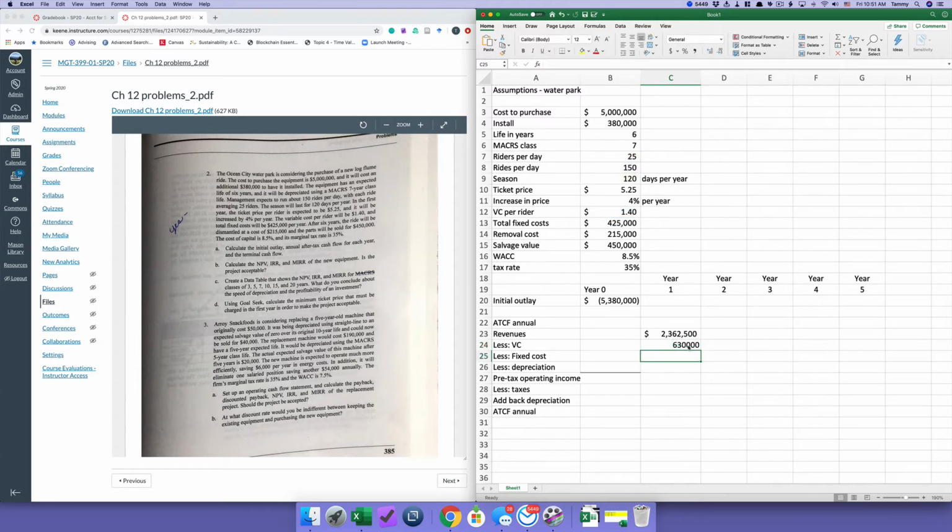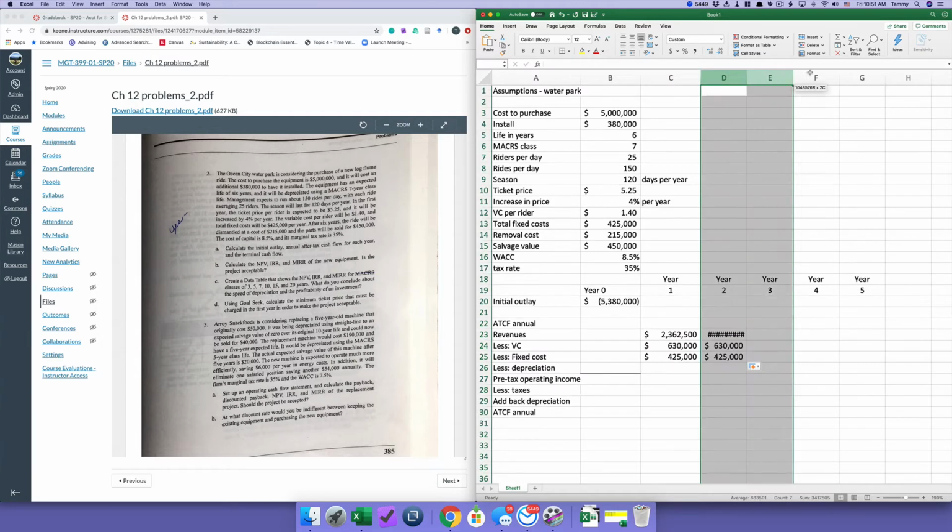Okay, let's make all of these into dollar signs with no zeros. There we go. We subtract out the fixed cost, which is going to be the same, again making it absolute. And the depreciation, let's leave that alone for a minute. Okay, we're going to pull these numbers out.